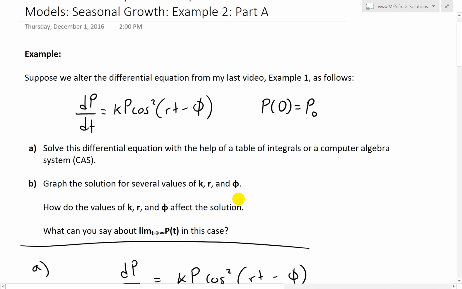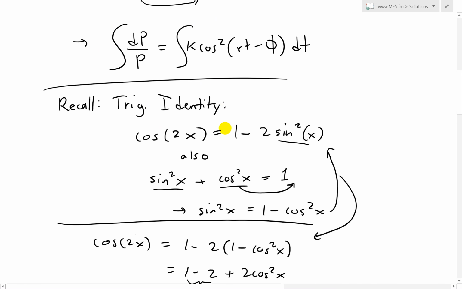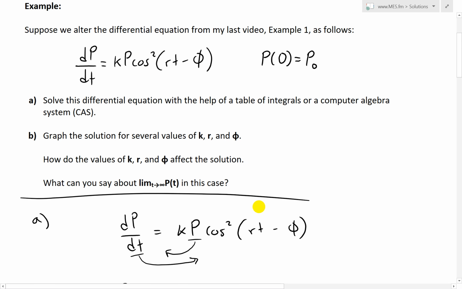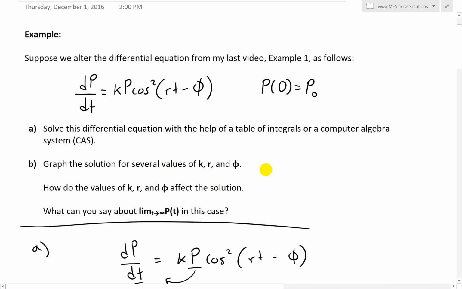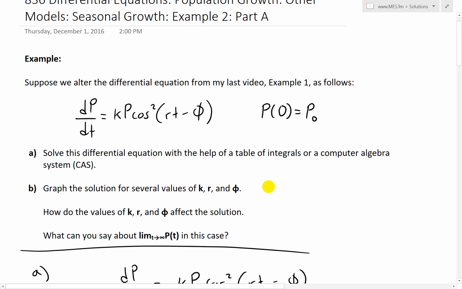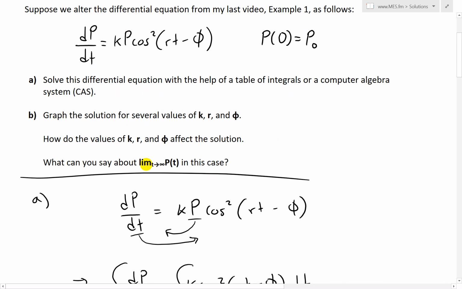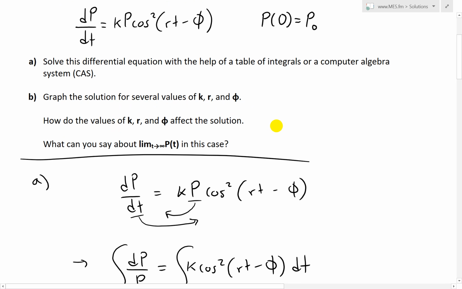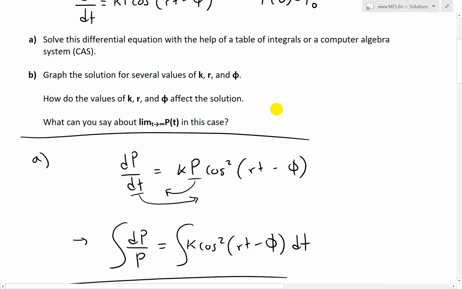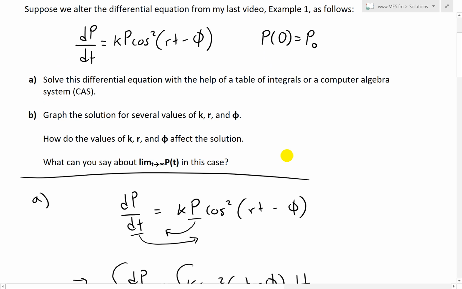So hopefully you enjoyed and followed through this pretty extensive but pretty interesting mathematical exercise in deriving the solution. And in the next video, part B, stay tuned for that. I'll go over the solution, graphing it, the solution for different values of k, r, and phi, as well as looking at what happens when the limit as t goes to infinity of the population.